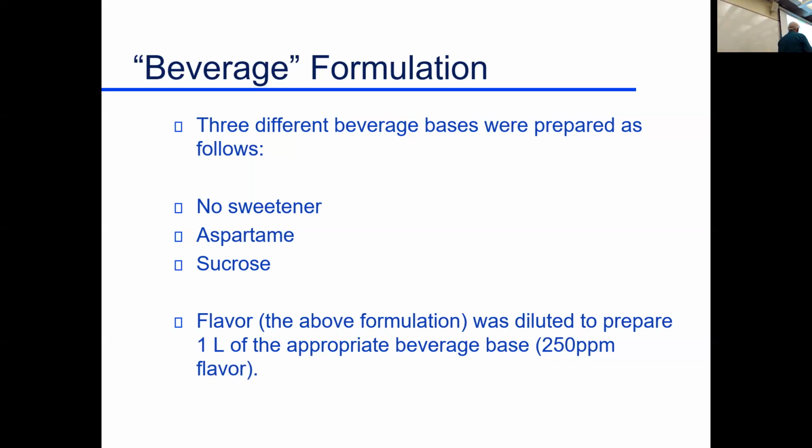So in this particular study, what we did is we made a beverage. We added no sweetener. We added aspartame sweetener to another one, so equally sweet ratio. And this is equally sweet between sucrose and aspartame. And then the beverage base was made, it was diluted. And then I'm kind of curious, well, why are these different? Aren't they perceived the same?